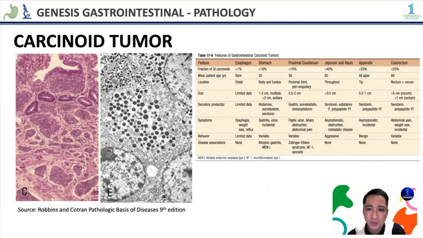So in this image, you will see there's extensive proliferation across the mucosal lymphatic channels, and electron microscopy reveals dense cytoplasmic neurosecretory granules of the carcinoid tumor. So in this figure, you will see the common location of the carcinoid tumor.